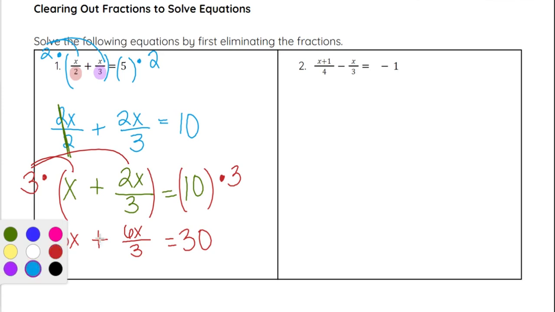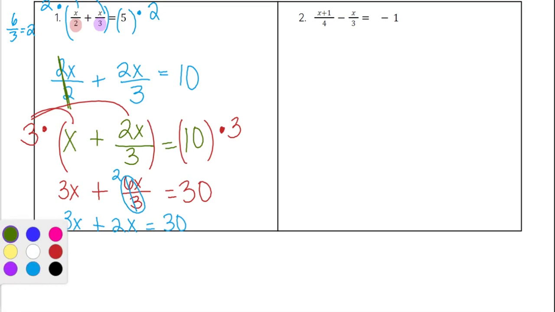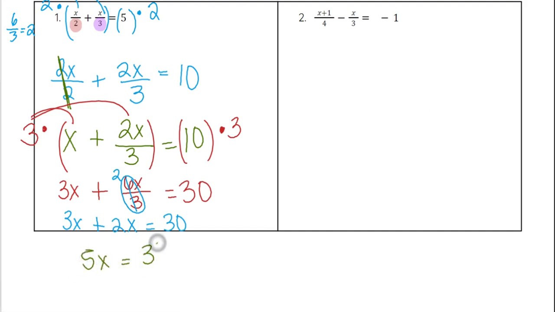Now you'll notice because we multiplied by that 3, even though there's a 2 up top, when you multiply by that 3, the 6 and the 3 can be simplified. 6 divided by 3 is going to give us 2. So when you simplify 6 over 3, you get 2. That means we have 3x plus 2x equals 30. And now we have an equation that's a little bit simpler to solve. So 3x plus 2x are common terms, so 3x plus 2x is going to be 5x equals 30.